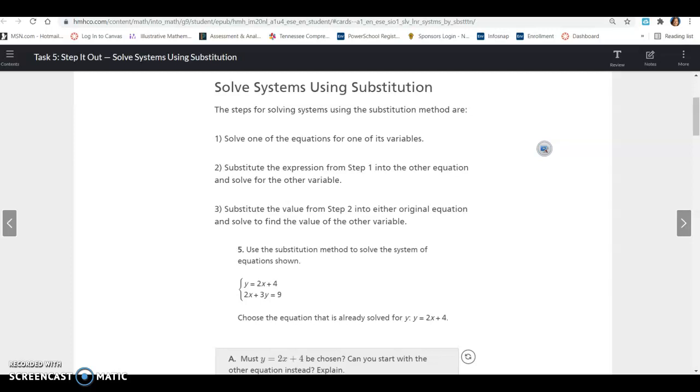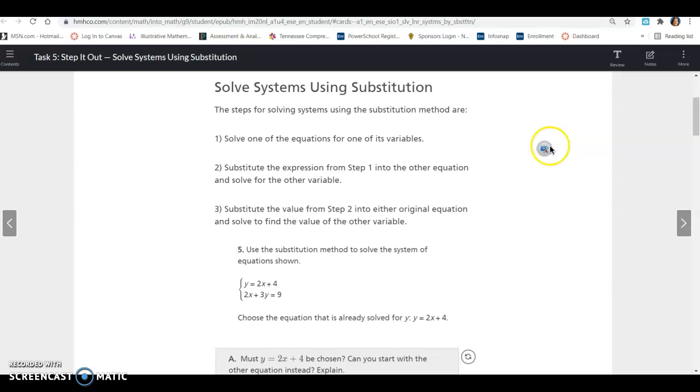Lesson 9.2, task 5. Solve systems using substitution. The steps for solving systems using the substitution method are: solve one of the equations for one of its variables. Substitute the expression from step 1 into the other equation and solve for the other variable. Substitute the value from step 2 into either original equation and solve to find the value of the other variable. Use the substitution method to solve the system of equations shown.